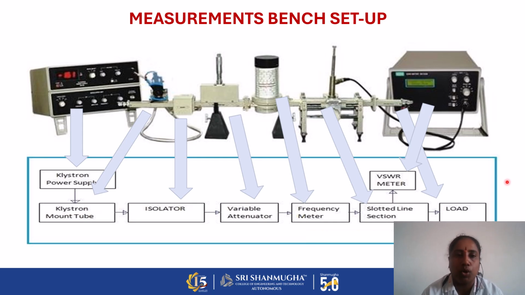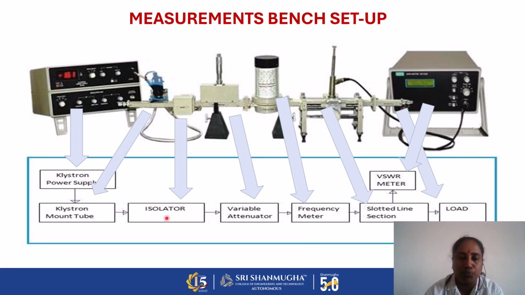So the same block diagram I discussed in the first video. This is the entire microwave setup, using the elements which are present in the microwave system. According to the measurements, the elements get varied. But the klystron power supply, klystron mount with tube, and slotted line are the general microwave elements we mostly use for all the measurement methods. So klystron power supply, mount with tube, and this one, isolator.